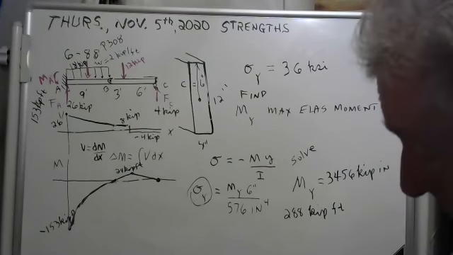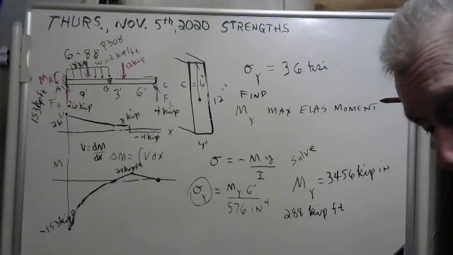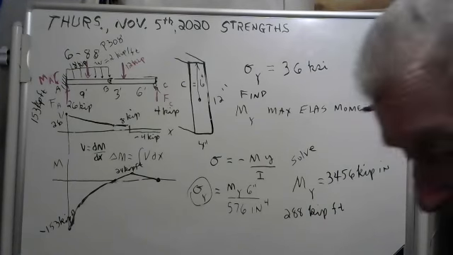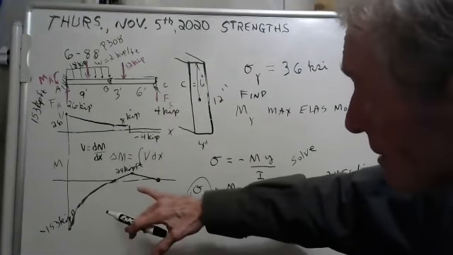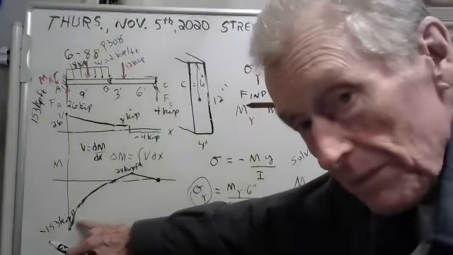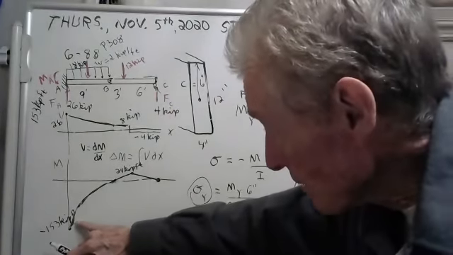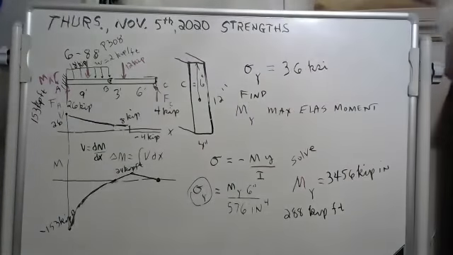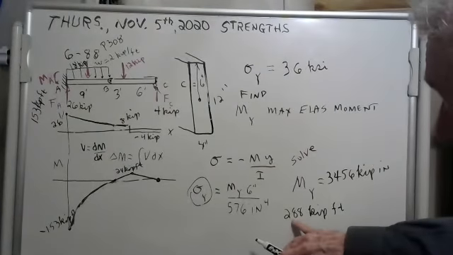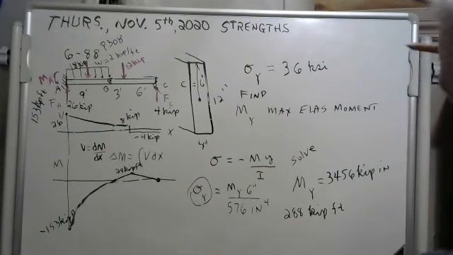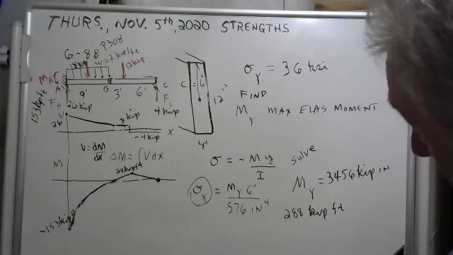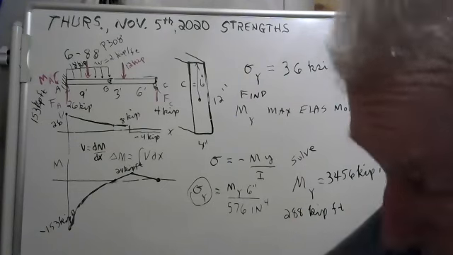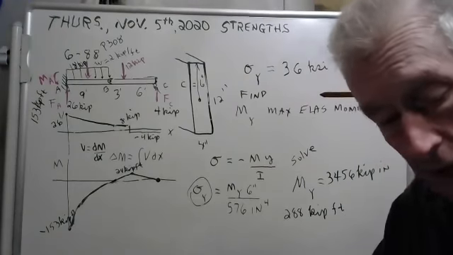288 kip feet. Now, are we in any danger of yielding on our problem? Remember, the maximum bending moment was 153 kip feet, and you don't reach yielding till you get to 288 kip feet. So we're nowhere near, well, we're near, I guess, a little more than halfway, but we're not yielding at all.